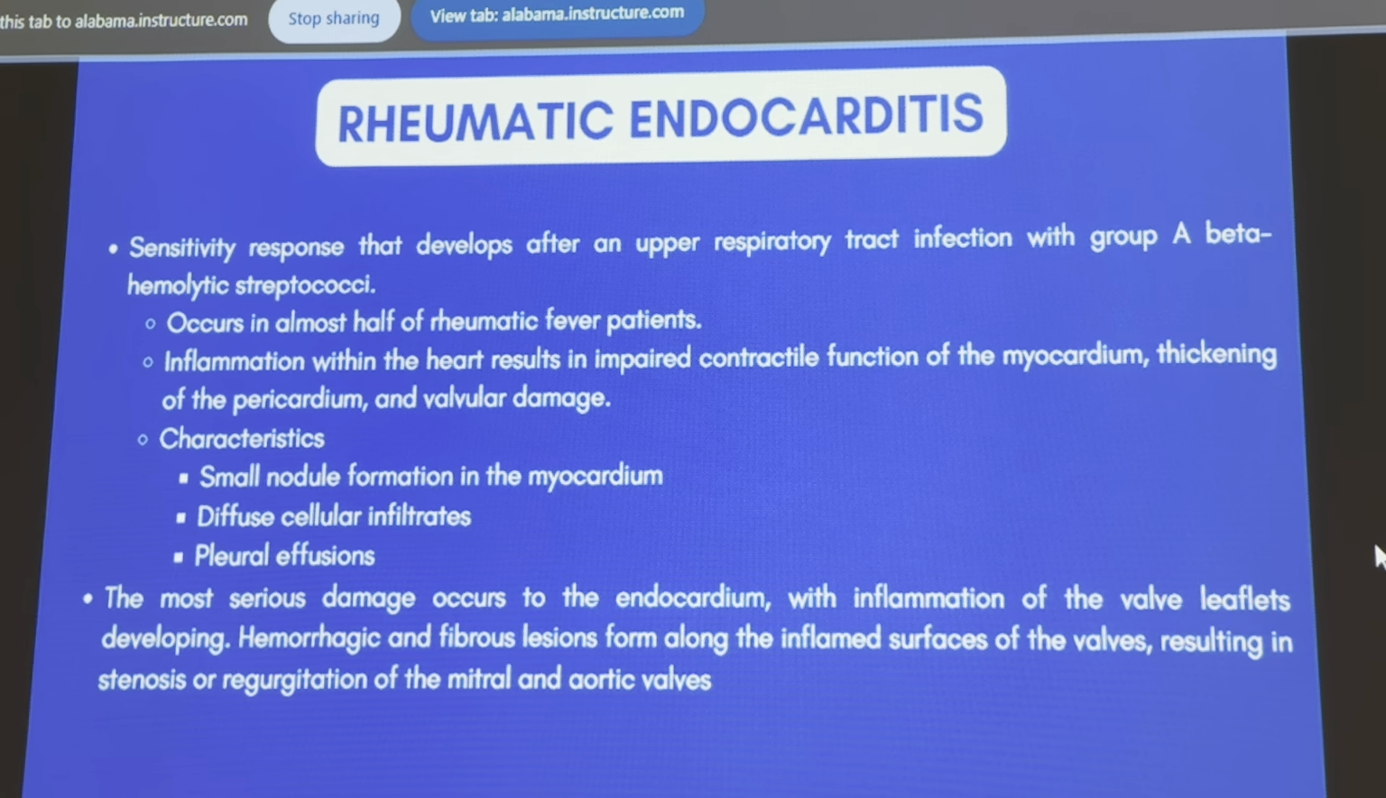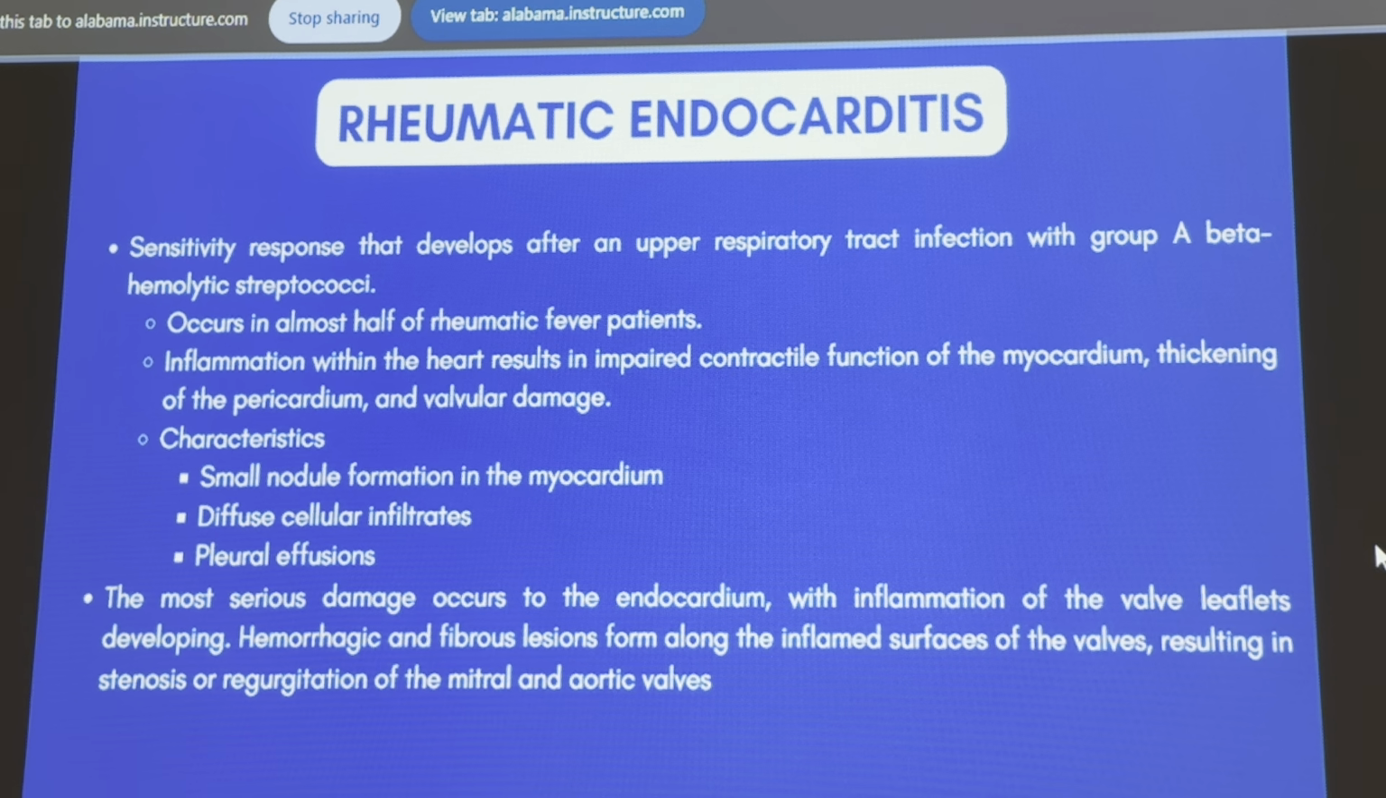Let me read it for you. Most serious damage occurs to the endocardium with inflammation of the valve leaflets developing. Hemorrhagic and fibrous lesions form along the inflamed surfaces of the valves, resulting in stenosis or regurgitation of the mitral and aortic valves. Hemorrhagic and fibrous lesions inflaming the valves, and it's going to affect the mitral and aortic valves, whether it be stenosis or regurgitation.